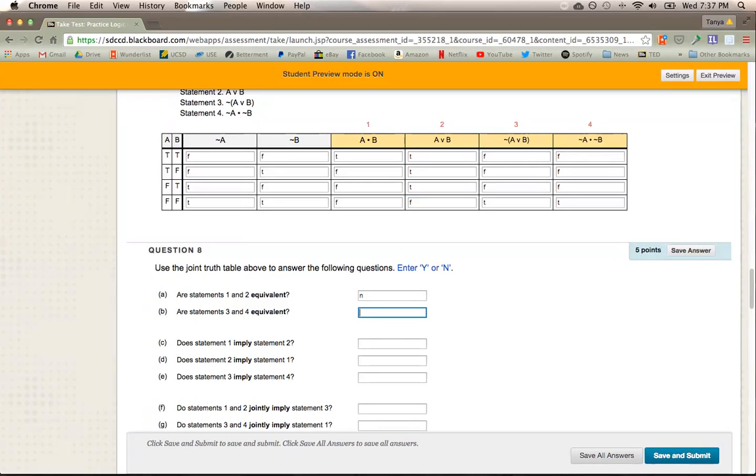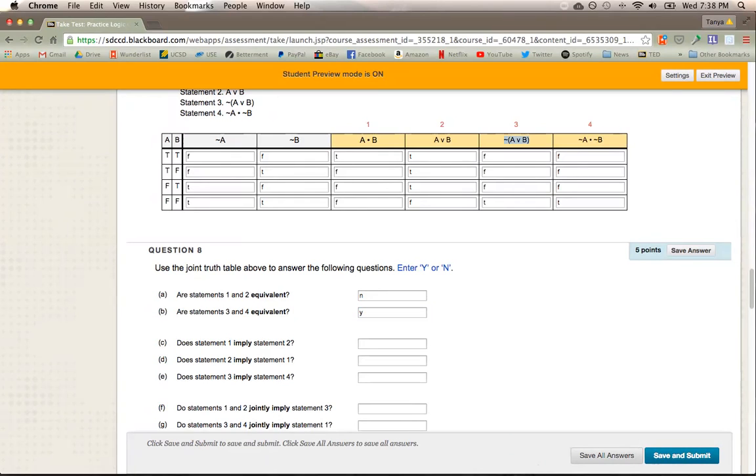Yes, they have the same truth value in every row, so they're equivalent. And you could probably convince yourself they mean the same thing. To say not A and not B says I don't have a cat and I don't have a dog. No cats or dogs had by me.